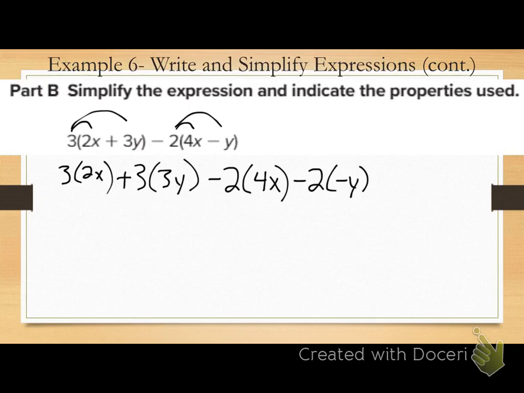What property do we use right there to get from here to here? Distributive property. So you might see some drop-down menus like we've been seeing to decipher which property we used on which step. Okay, from here, what are you guys going to do?